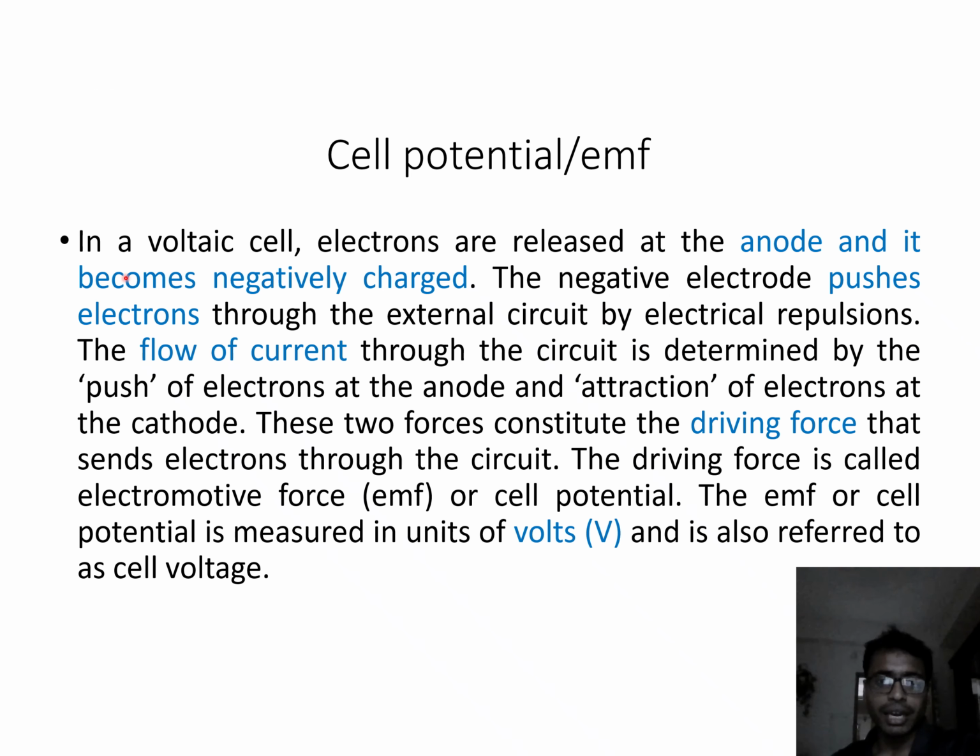Cell potential. In a voltaic cell, electrons are released at the anode and it becomes negatively charged. The negative electrode pushes the electrons through the external circuit by electrical repulsion. The flow of current through the circuit is determined by the push of electrons at the anode and attraction of the electrons at the cathode. These two forces constitute the driving force that sends electrons through the circuit. The driving force is called the electromotive force or cell potential. The EMF or cell potential is measured in the unit of volts and is also referred to as the cell voltage.